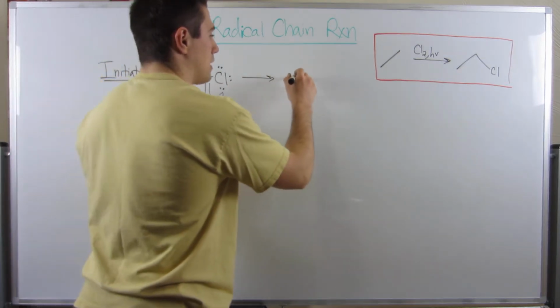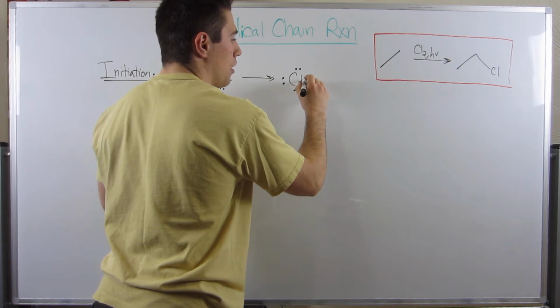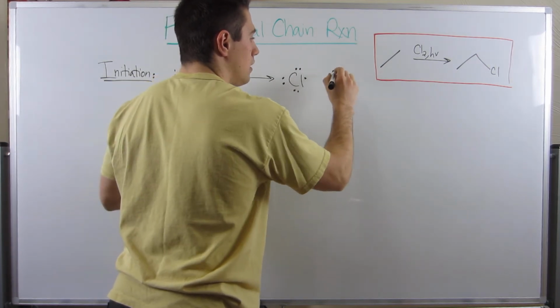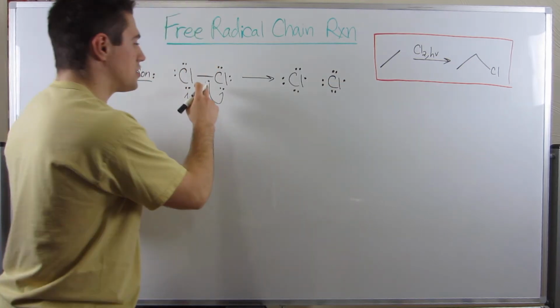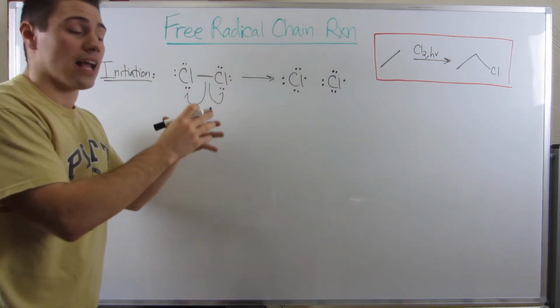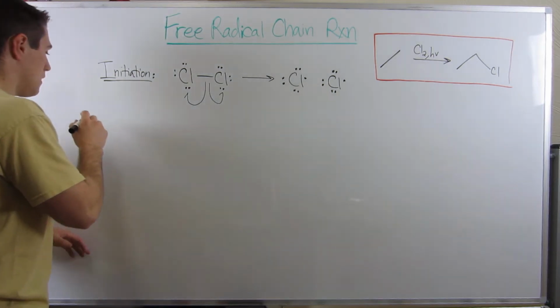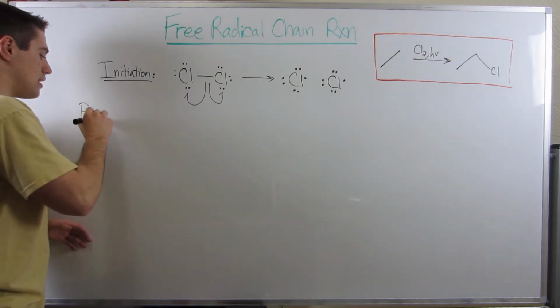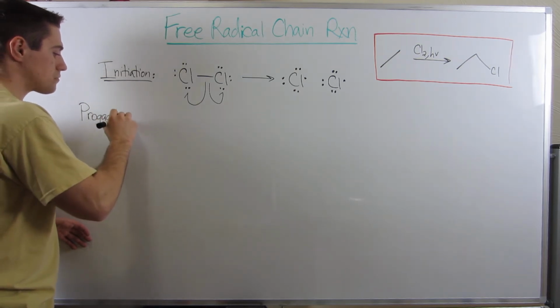Okay, so then we get one chlorine radical. A radical is an atom with one unpaired electron. And we get two of those due to the homolytic cleavage of this bond from the energy light has to break that bond apart. That's initiation. Okay, so now the second step is called propagation one.